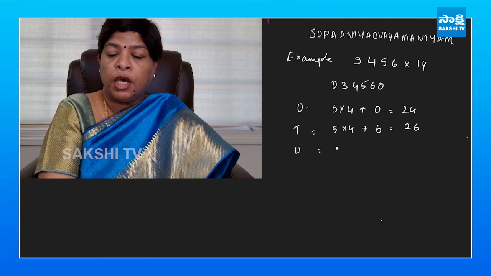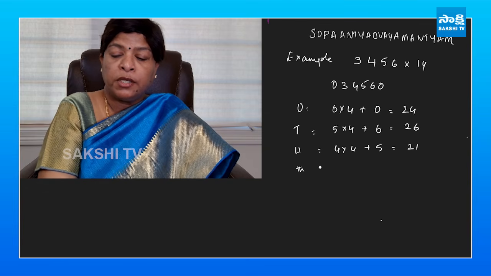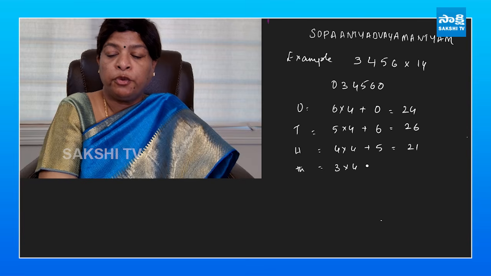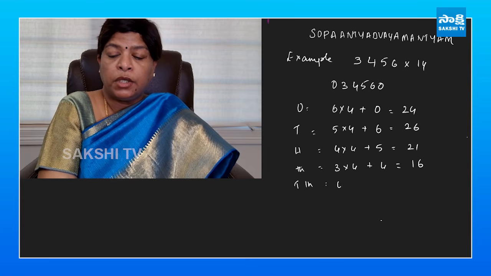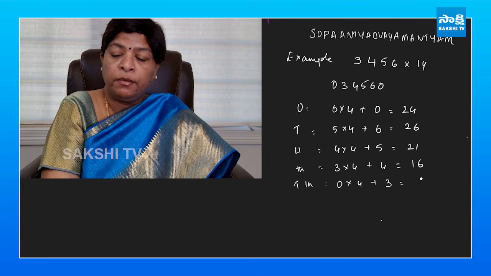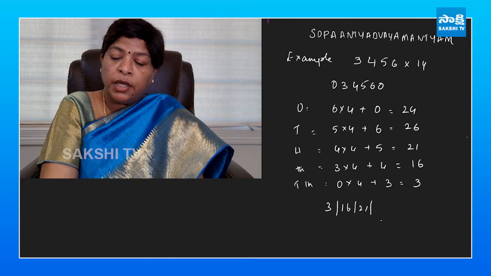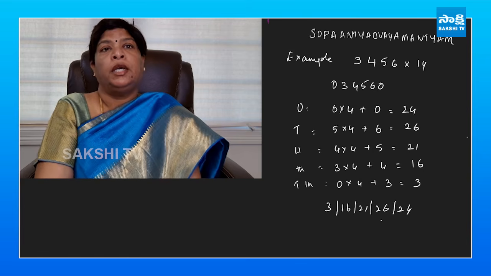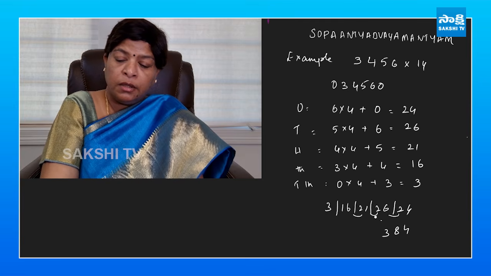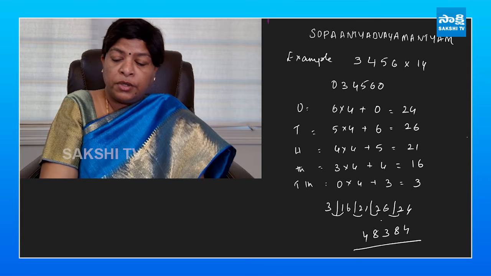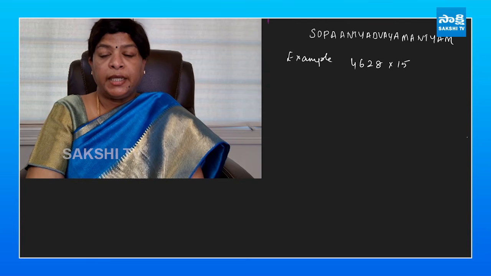Hundreds place is 4 times 4 plus 5, 21. Thousands place is 3 times 4 plus 4, 16. And 10,000s is 0 times 4 plus 3. Again, write down the numbers as below. So 3, 16, 21, 26, and 24. Apply the balancing technique. So 4, 8, 3, 8 again, and 4. So here, the answer to this problem is 48,384. Let's see another example.